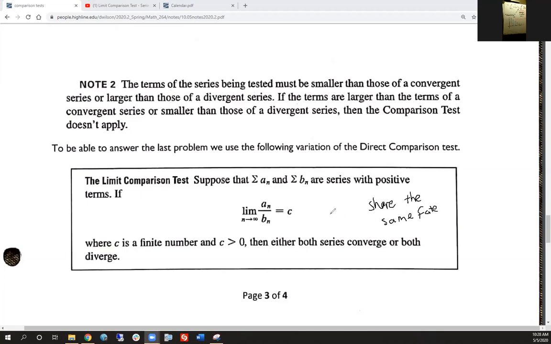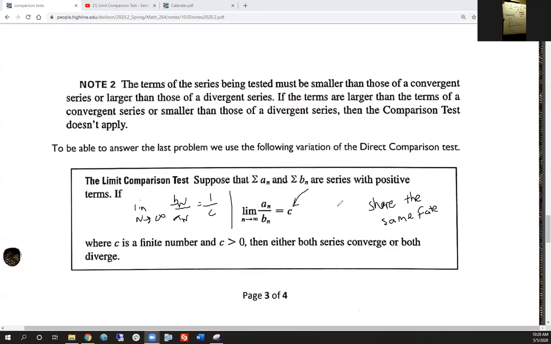Notice it doesn't matter whether you have A over B or B over A. If you compared this to the limit as n goes to infinity of Bn over An, in this particular case it would just give you a 1 over C. It's still a constant. They're still going to share the same fate. So the order of the A's and B's is not important. What matters is, does the limit of their ratios equal a constant?